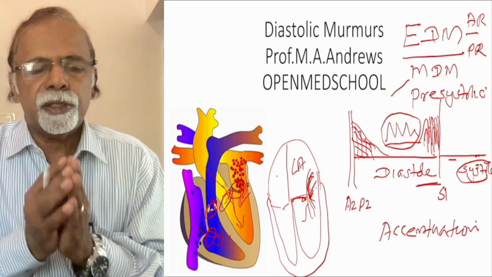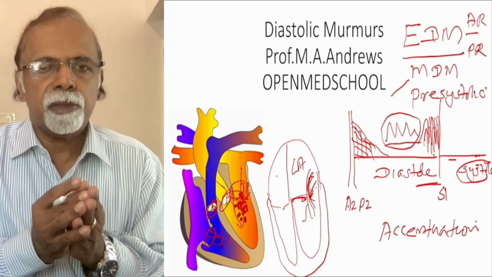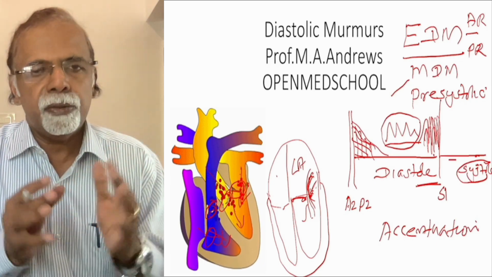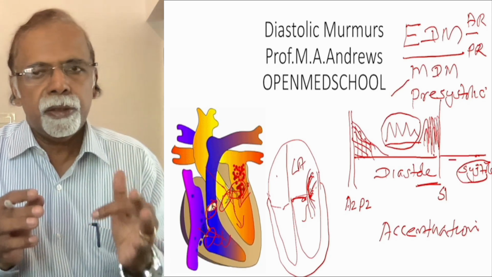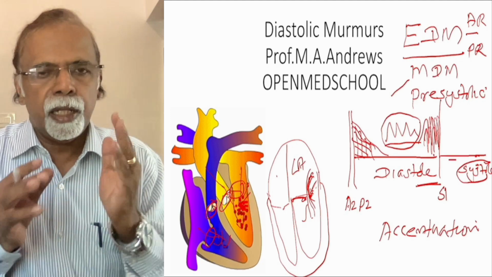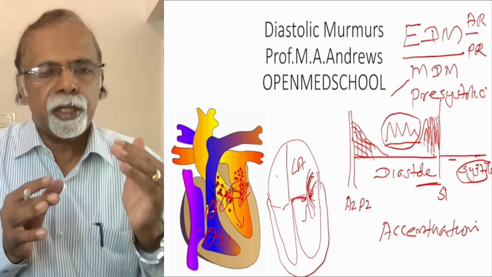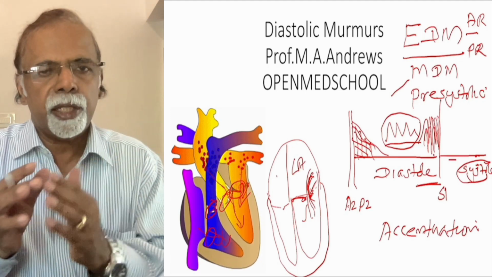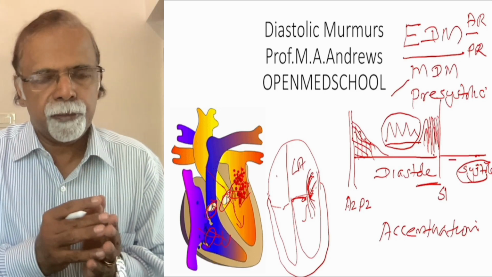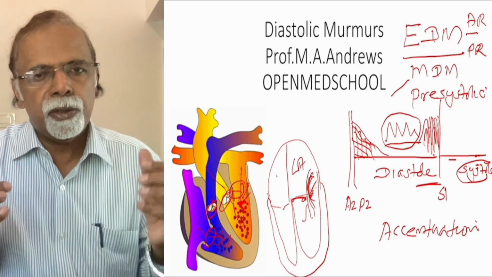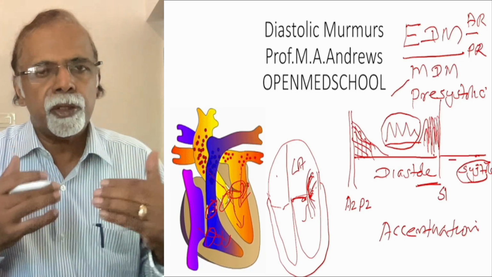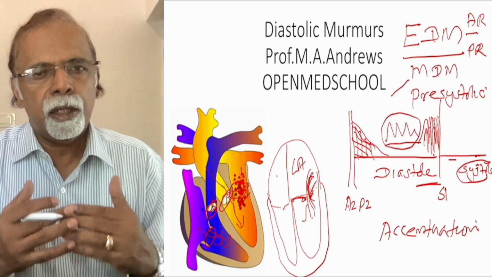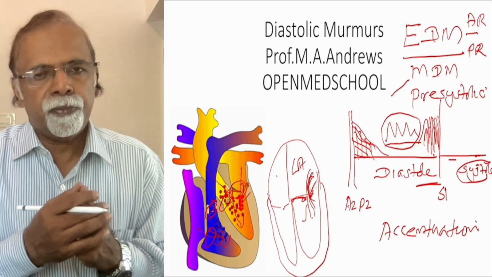So today we have discussed the mechanism of diastolic murmurs. They are divided into three types: early diastolic, mid-diastolic, and pre-systolic. Early diastolic murmur occurs at the level of the aortic and pulmonary valve, so they are aortic regurgitation and pulmonary regurgitation. Mid-diastolic murmur occurs due to diastolic flow across a stenotic atrioventricular valve, that is mitral and tricuspid stenosis.